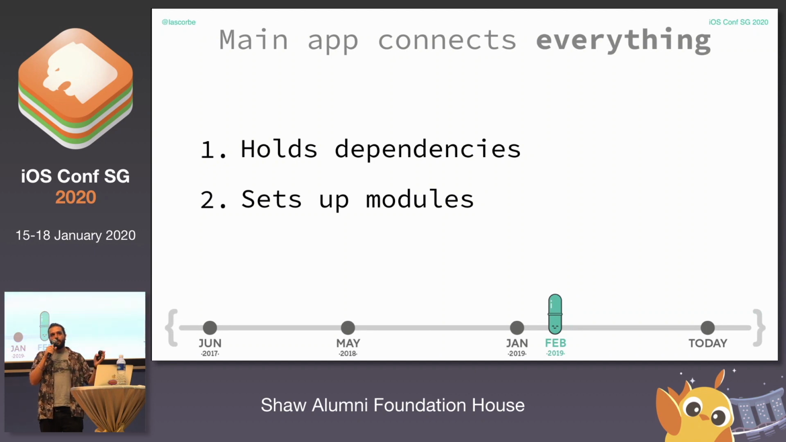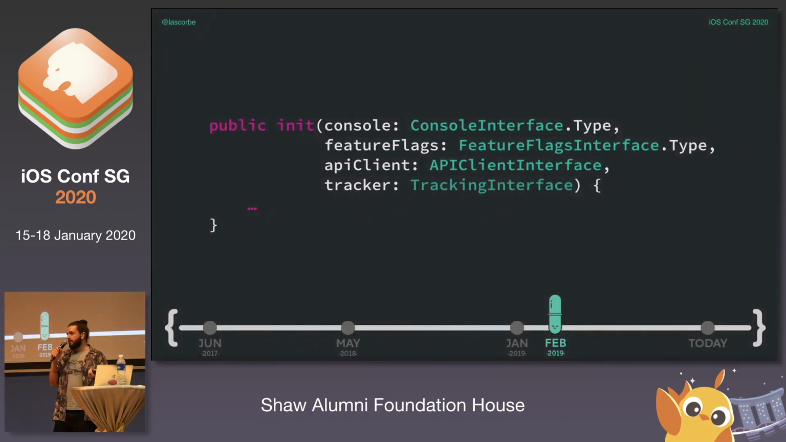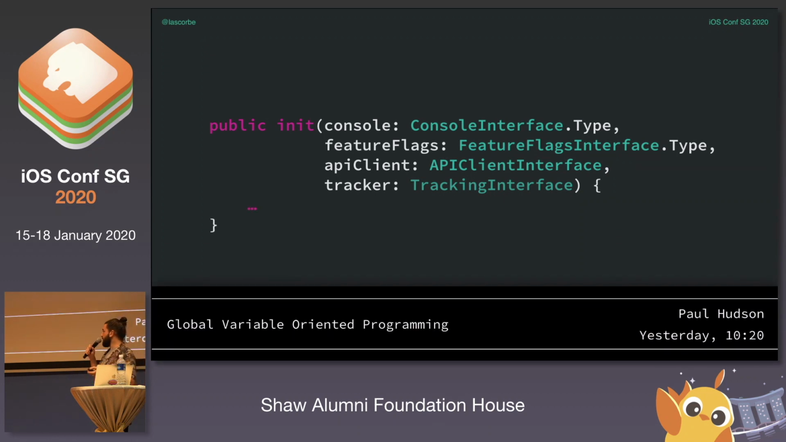It works this way because each model implementation has to define an init method, which is how we did dependency injection through the init. If you would like to know more, there was a nice talk yesterday by Paul Hudson on how you can overcome this issue in a different way.